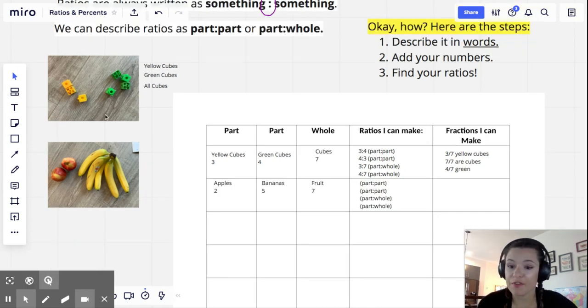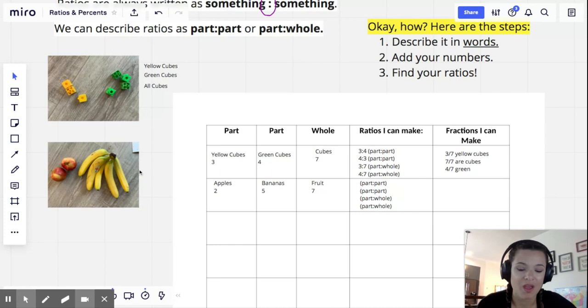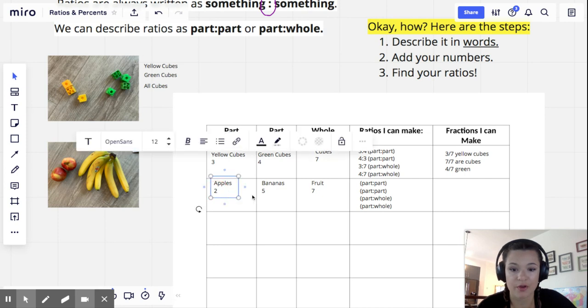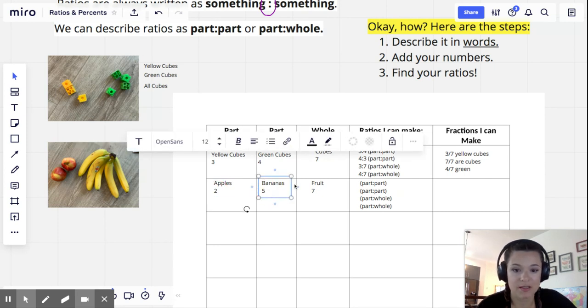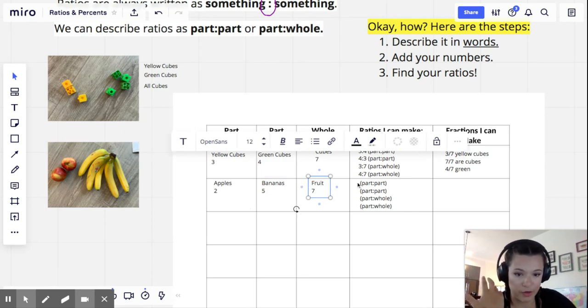All right, so hopefully you had time to try and describe this fruit with your own ratios. Let's go through what I came up with. When I look at my picture, I'm comparing fruit. I have apples and I have bananas. So I put apples and bananas to describe what I have using words, and then I added my numbers. I have 2 apples and 5 bananas, and altogether my unit is fruit, so I have 7 fruits.